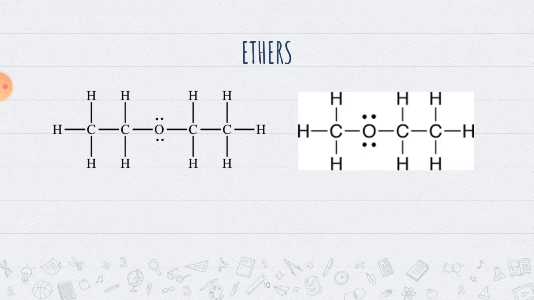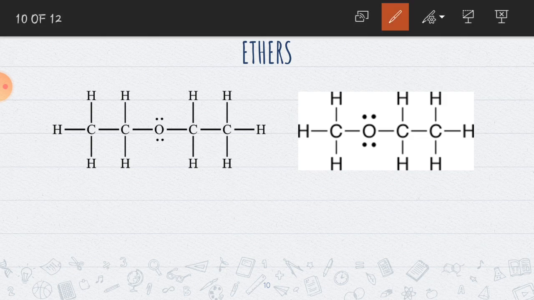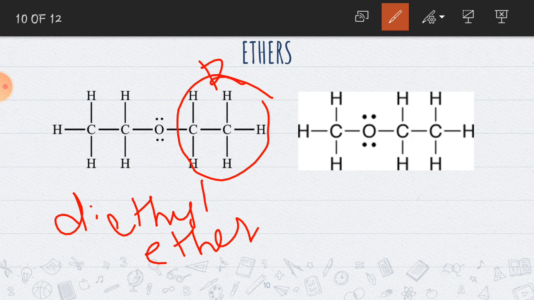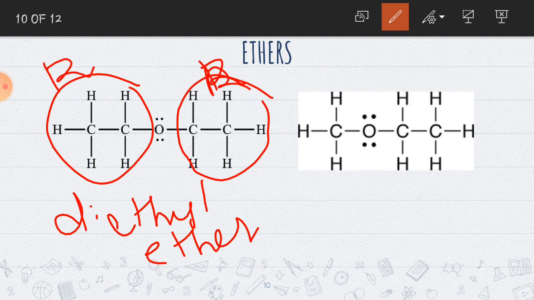Examples of ether include diethyl ether. Now in diethyl ether, this one is an alkyl group and it is also an alkyl group. These 2 alkyl groups are attached to each other with the help of an oxygen atom. If you look at these 2 alkyl groups, they are the same.